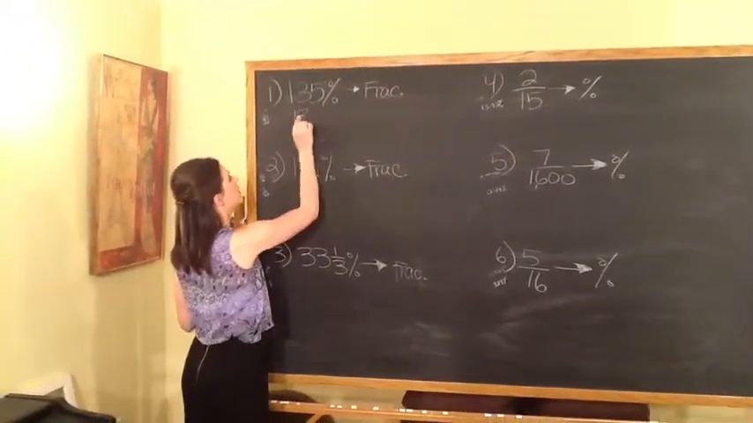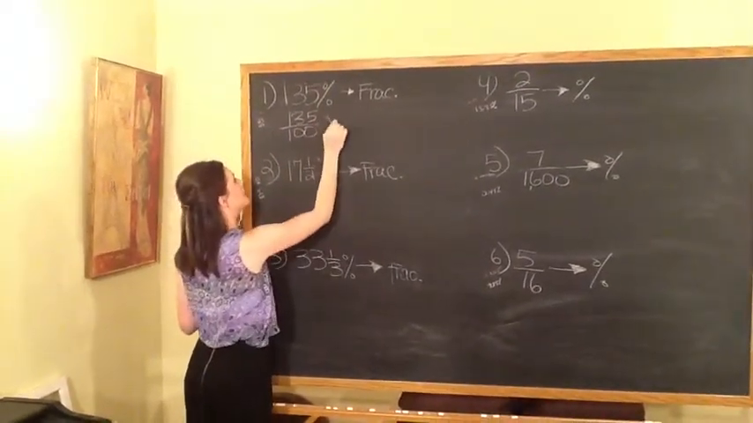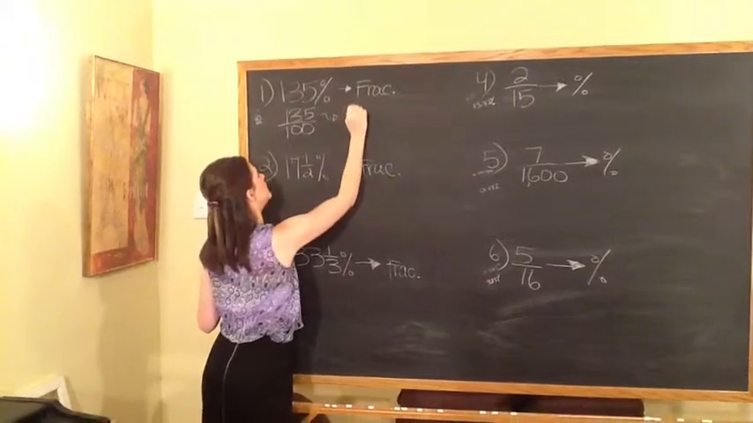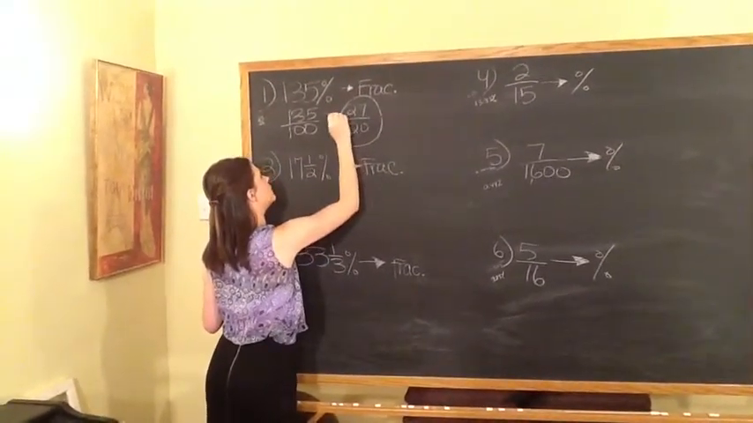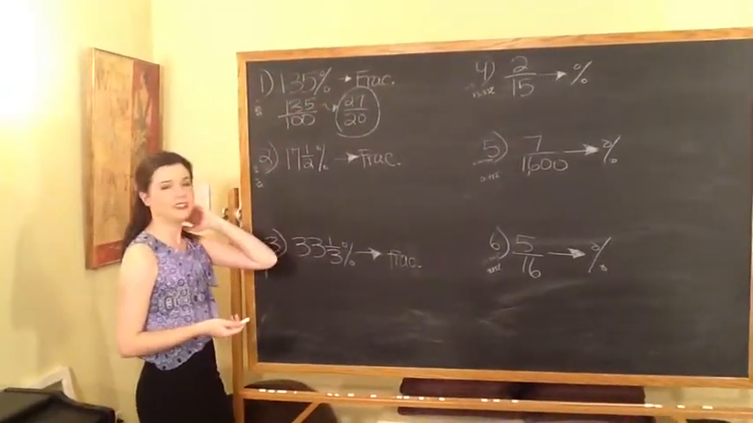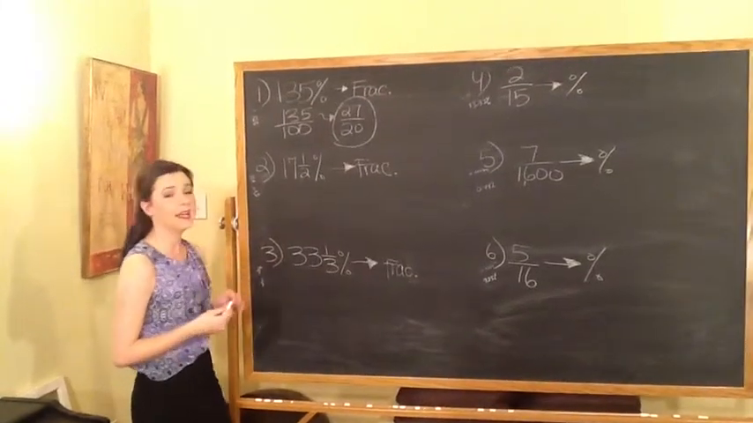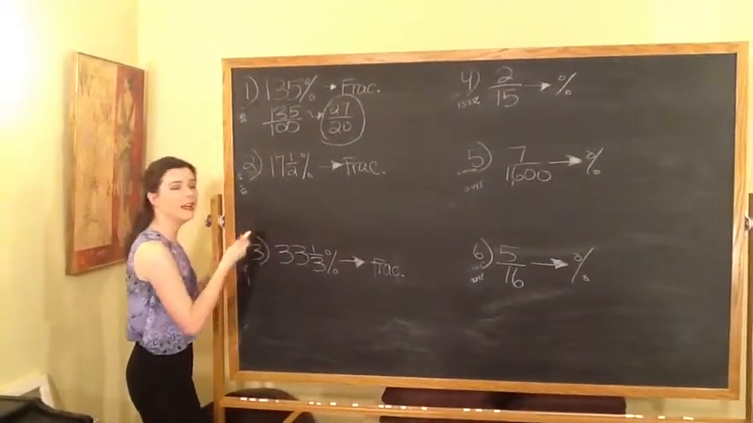So we have 135 out of 100, and then we're going to go ahead and simplify it down, and we're going to get 27 over 20. So that's going to give you your final answer. So basically all I did was divide out. I divided out by 5, and then I got 27 over 20. And that's my fraction.